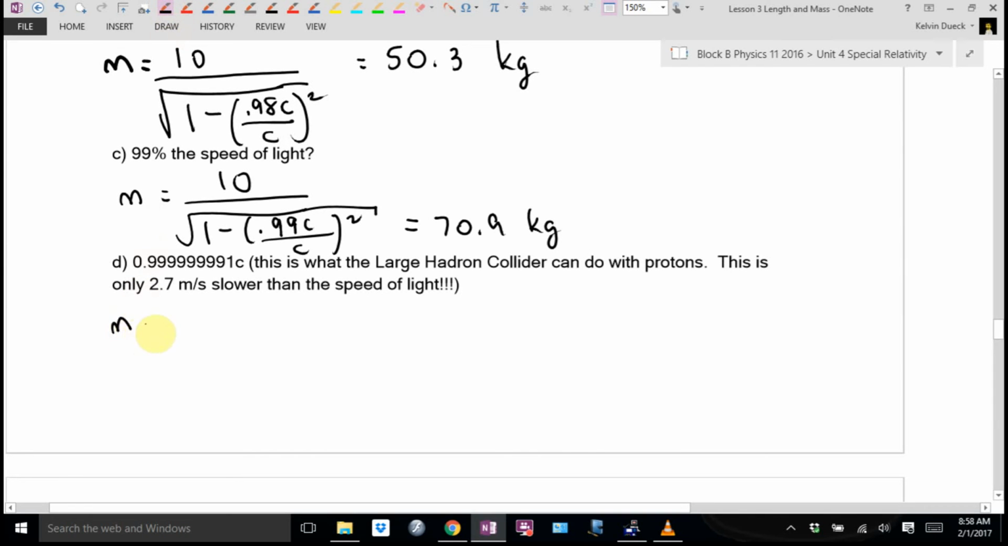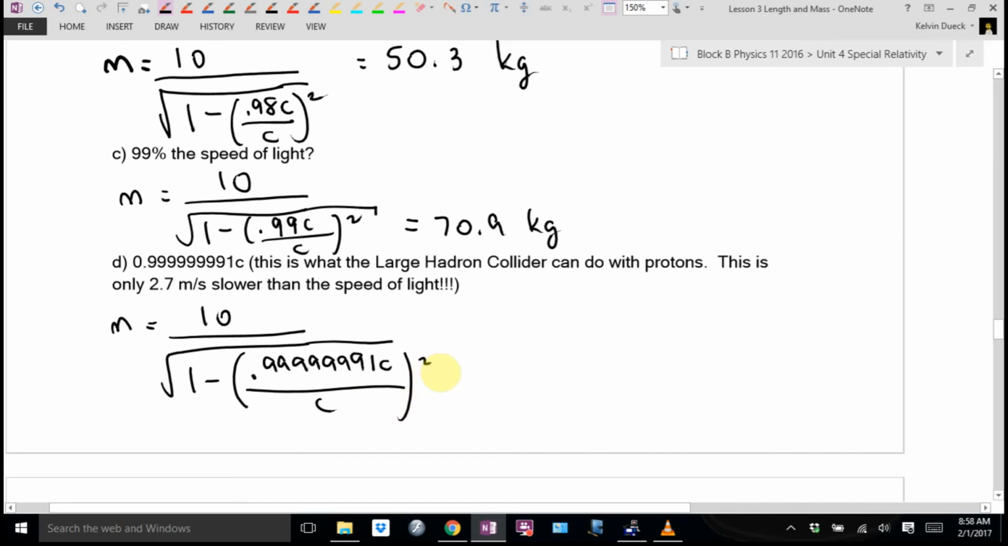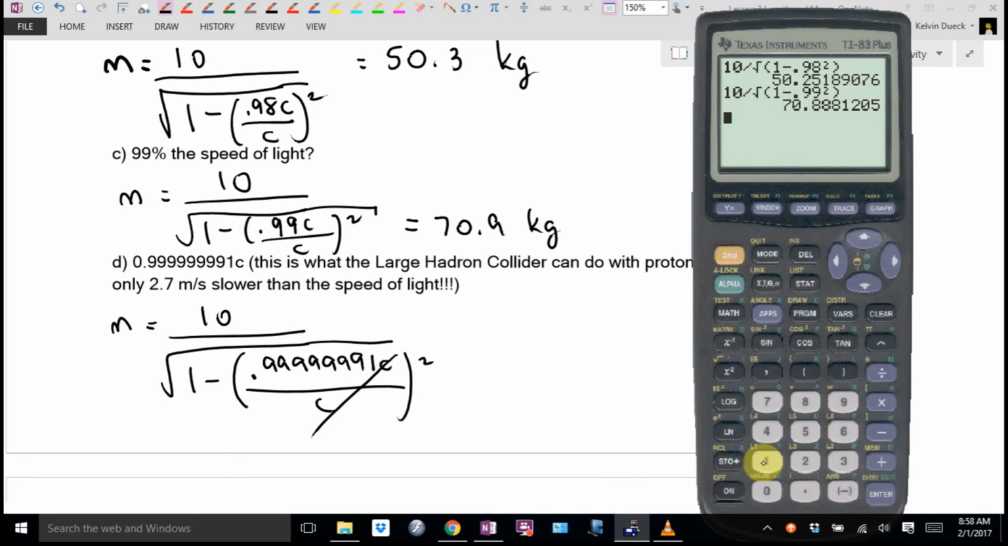What would that 10 kilogram mass weigh now? It's 8 nines and then a 1, and then c over c again. The c cancels. So it's 10 divided by the square root of bracket 1 minus 0.99999999 1 squared.